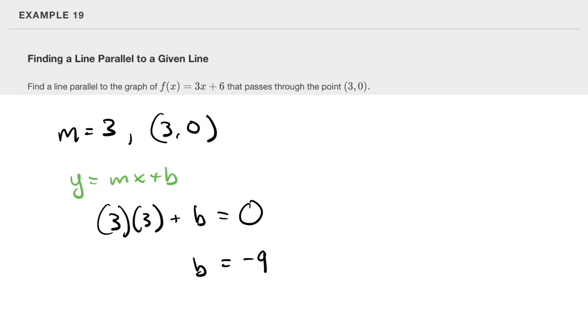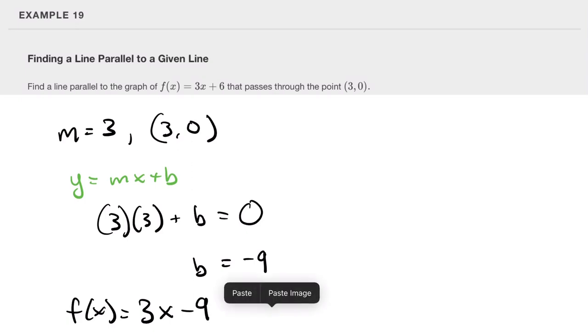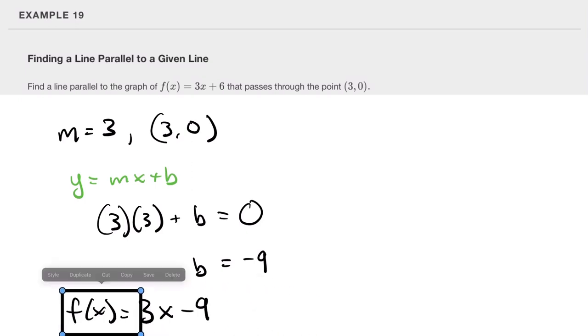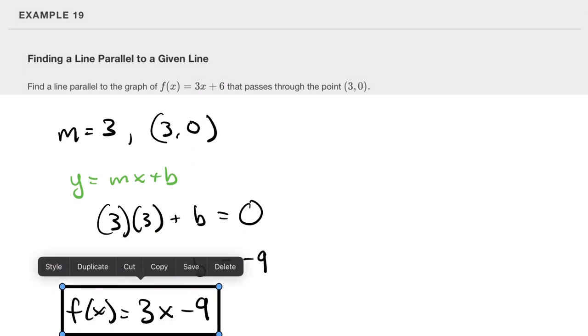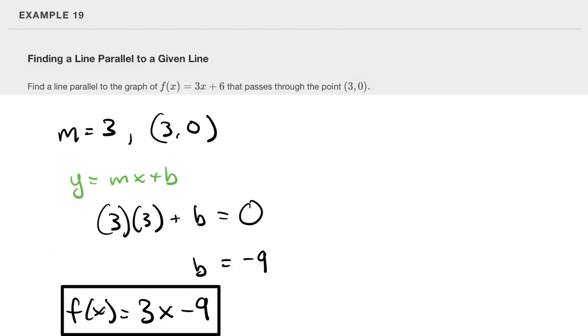Okay, so then our function is going to be what? 3x minus 9. So this is a function that has a slope of 3, so that means it's parallel. And we need to confirm that the ordered pair (3, 0) is on this line. So when x is 3, 9 minus 9 is indeed 0. It checks out. All right.